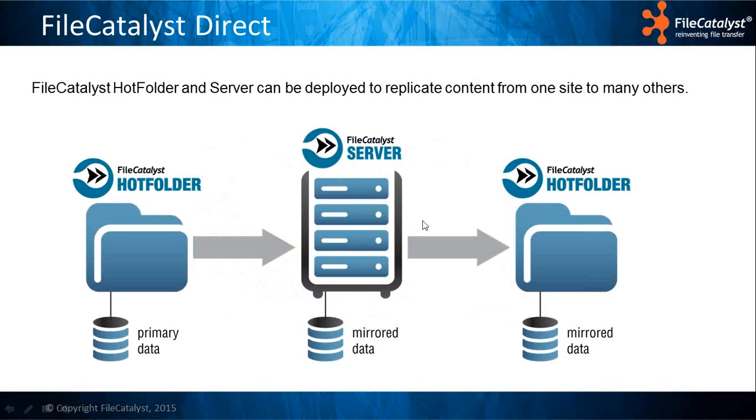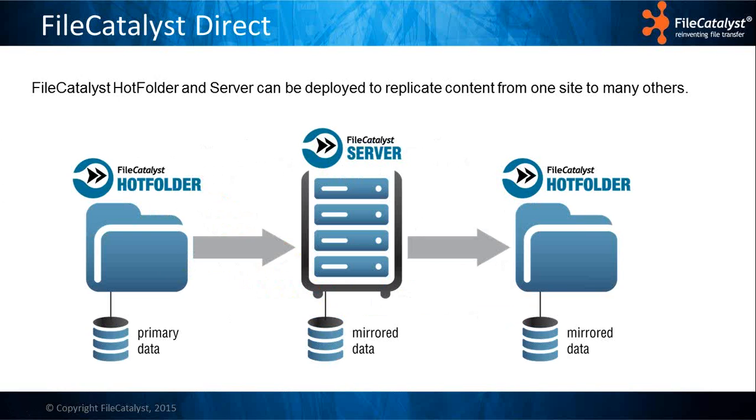Another use case for FileCatalyst Direct is content replication, so mirroring. So imagine you have a primary data sitting on one location, on your remote location somewhere, a server far away, and now you want to do a DR replication, disaster recovery replication. So the hot folder has the ability to replicate or mirror folders anywhere.